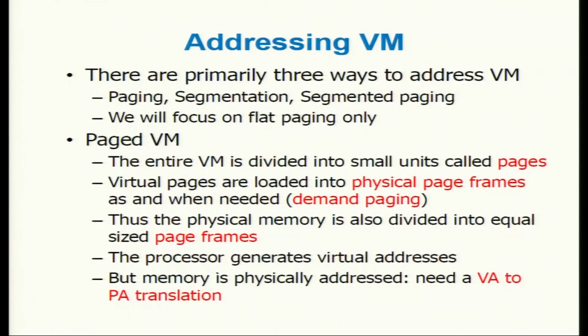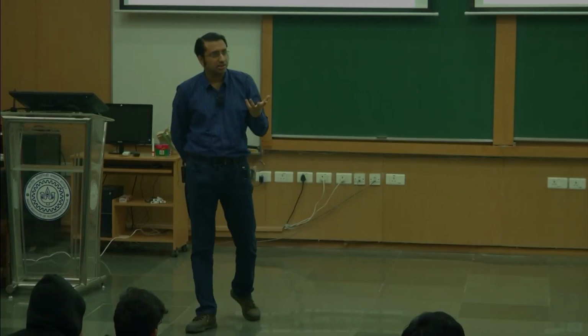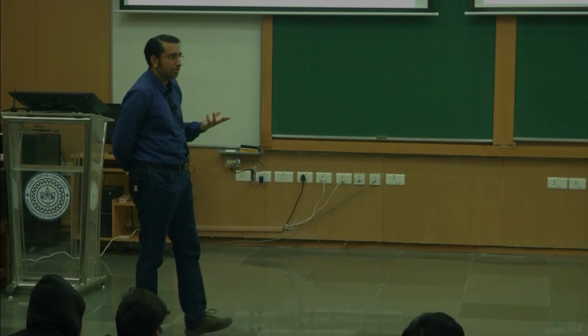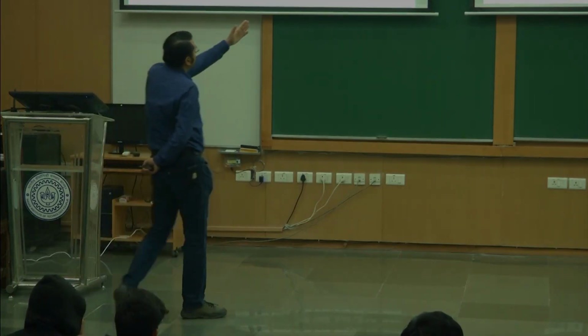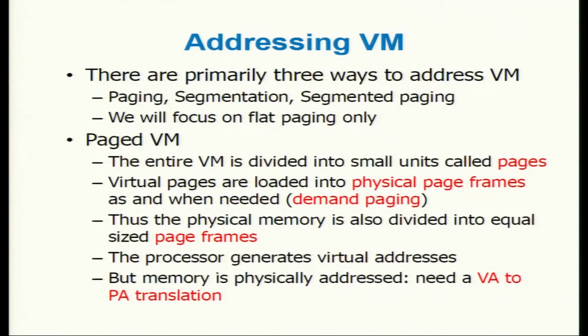Now, to manage the virtual memory, typically it is divided into smaller parts. And these are called pages or segments, or you can even have segments and pages simultaneously. Okay? So let us focus on only paging in virtual memory. That is, let's say that your virtual memory has been divided into smaller equal parts. So the entire virtual memory is divided into small units called pages.